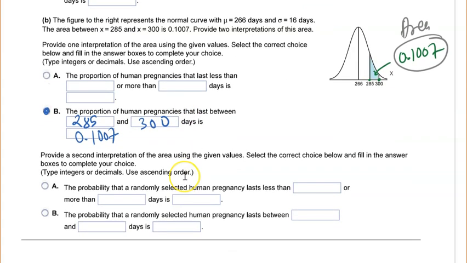Now for the second interpretation, you do the same thing, but you use a probability to interpret this second time. Therefore, in this question also you don't choose A, we have B here. The probability that a randomly selected human pregnancy lasts between 285 and 300 days is 0.1007. Okay, that's the other.